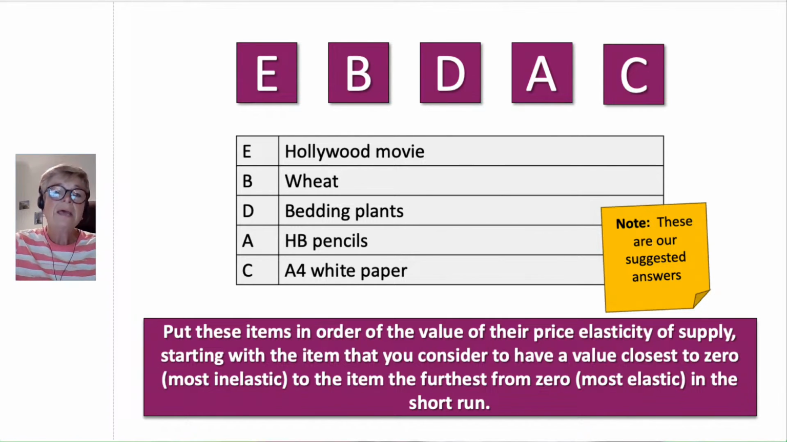HB pencils. Now, you could argue with me you need to grow a tree before you make a pencil, but I think we're being sensible here. And then white paper is the most elastic, the most responsive to a market price. If market price went up, lots and lots of firms could produce more A4 white paper pretty quickly.